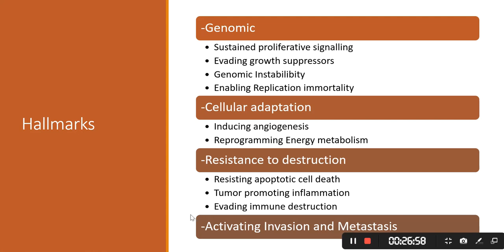Here the hallmarks have been put into broad categories. The genomic ones: what are the ones included in genomics? Sustained proliferative signaling, evading growth suppressors, genomic instability, enabling replicative immortality. Then there is cellular adaptation, how the cells adapt by inducing angiogenesis and by reprogramming the energy metabolism. The third category is resistance to destruction. How does it become resistant to destruction? By resisting apoptotic cell death, that is the programmed cell death, by tumor promoting inflammation, and by evading immune destruction. And the fourth feature is activating invasion and metastasis.